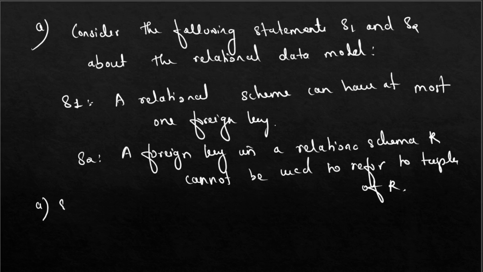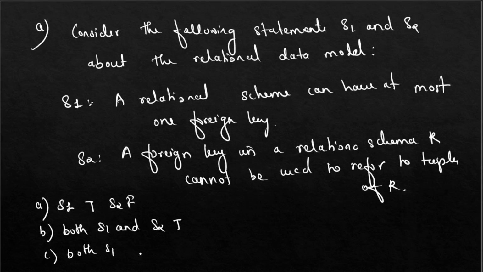Option A is S1 true, S2 false. Option B is both S1 and S2 true. C is both S1 and S2 false. D is S1 false and S2 true. Okay, and this is the session mix of both DBMS and data warehouse. So answer this, everyone.